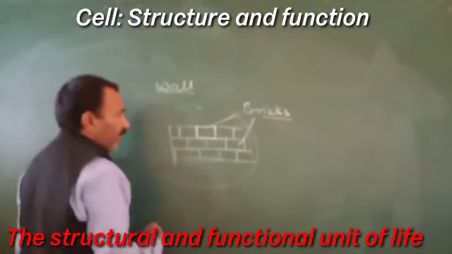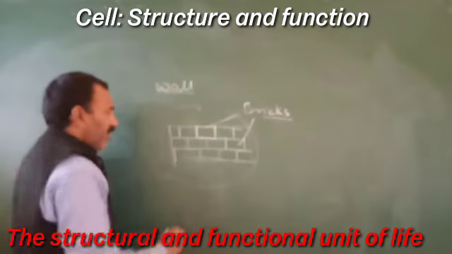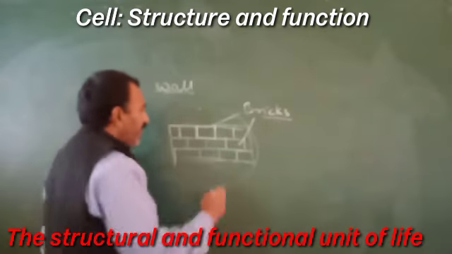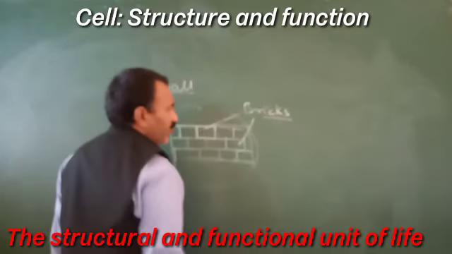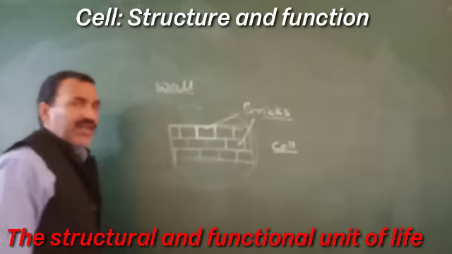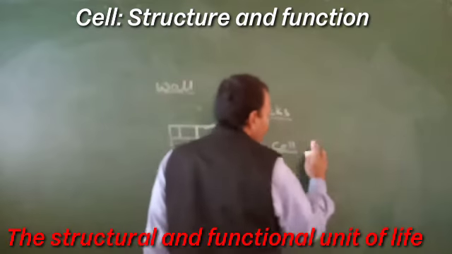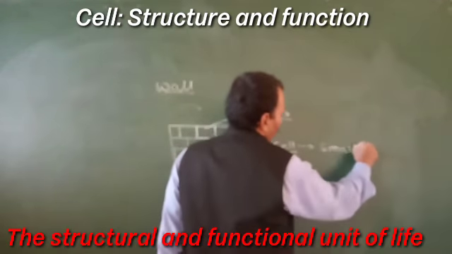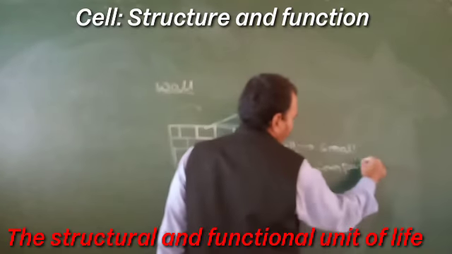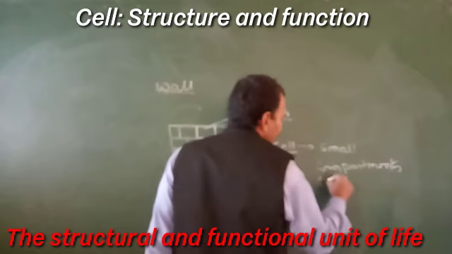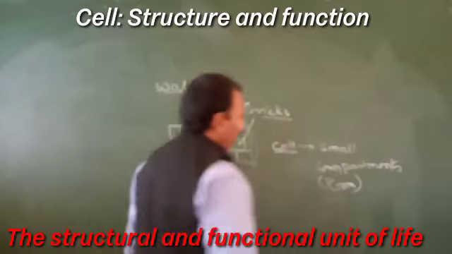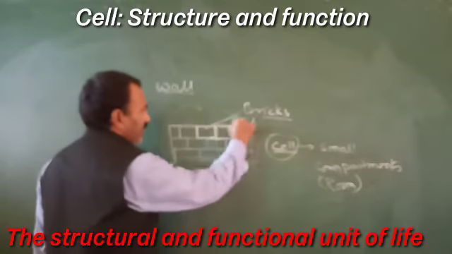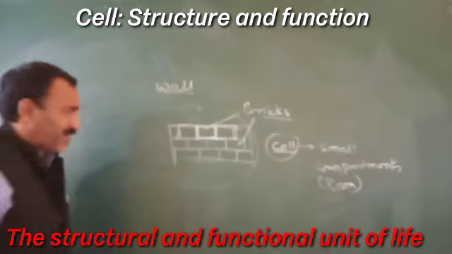If you compare the body of an organism with this wall, the wall is made up of small units, and in the same way the body of an organism is made up of small units, and those units are called cells. Cell is a word which has arisen from the word cellular, which means small compartments. And a compartment is nothing but a room, a small room. So cell in itself means a small compartment.